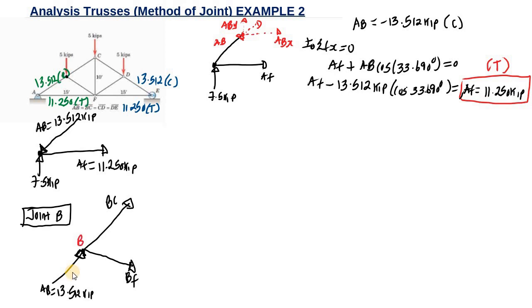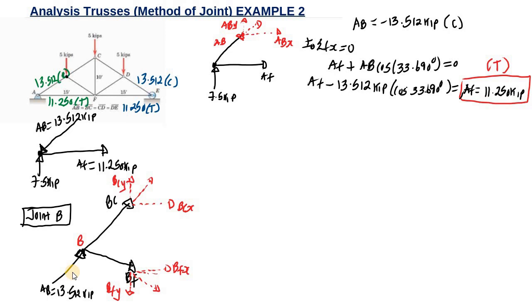So now, like I said, when we have a diagonal member, we need to decompose it into its horizontal and vertical components. So for BC, we are going to have the component like this. So this is BCX and this is BCY. For BF, it's going to look something like this. So this is BFY and this is BFX. Like I said, the horizontal component is associated with cosine, while the vertical component is associated with sine. So make sure you take note of that.